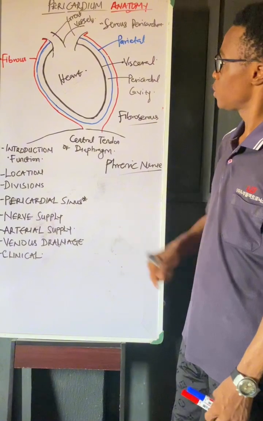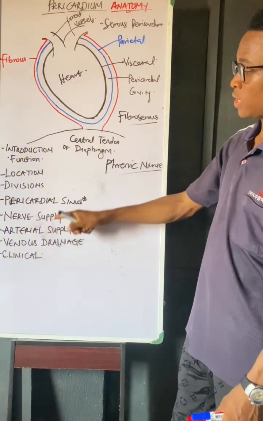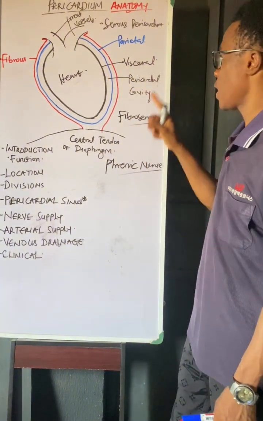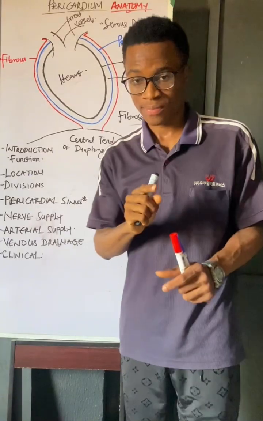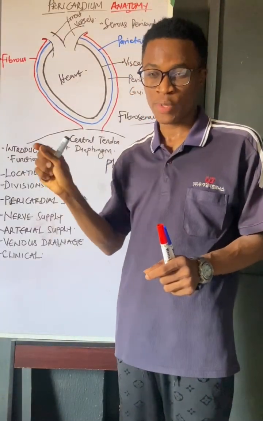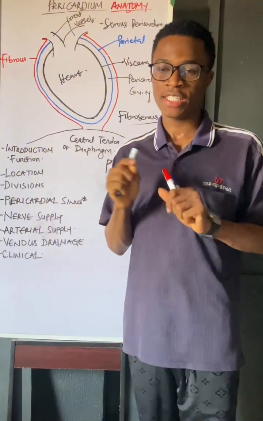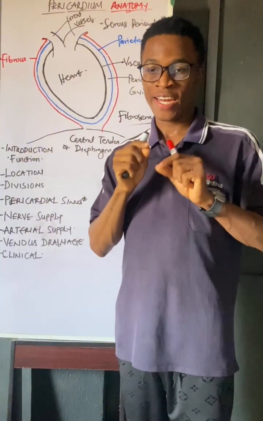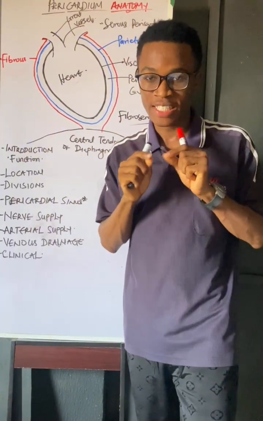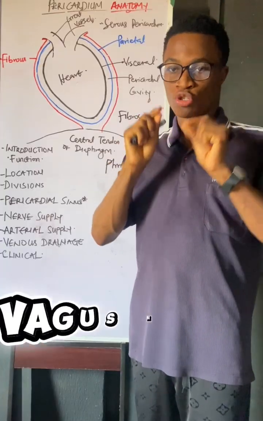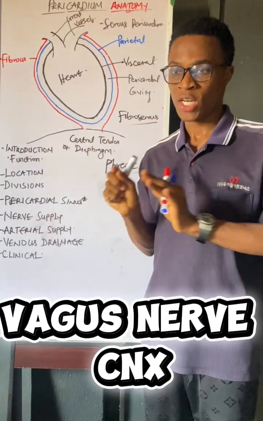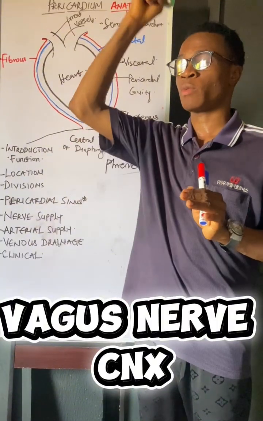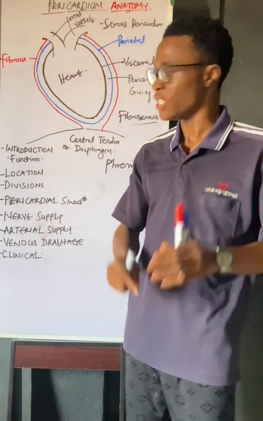Okay, next one, we talk about the nerve supply for the viscera. For the visceral pericardium, it is the part of the heart that is insensitive to pain, which we said earlier. Its nerve supply or innervation will be coming from the sympathetic trunk and the vagus nerve, cranial nerve ten. The wandering nerve, the nerve that extends from the brain down to the GIT.